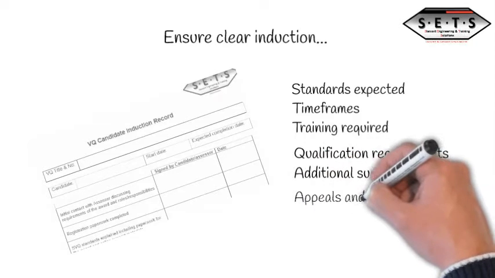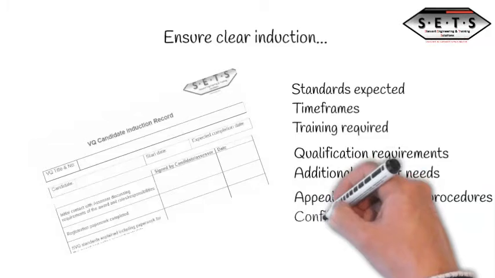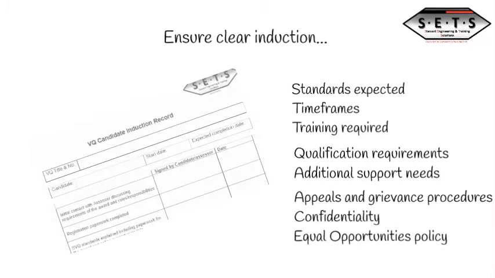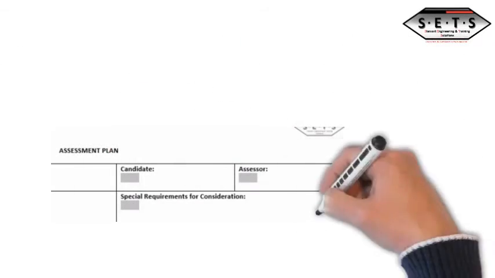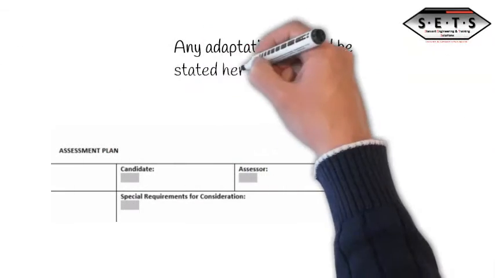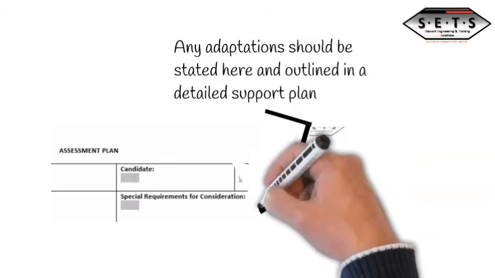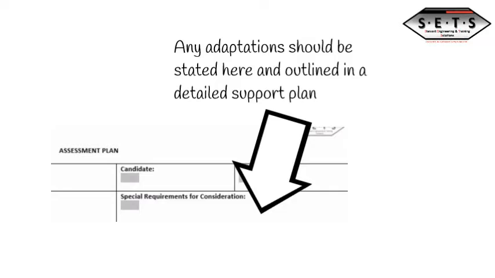This checklist should also include the Centre's appeals and grievance procedures and confidentiality and equal opportunities policies. From that induction, you can identify early on if the candidate needs any adaptations to the assessment process. For example, a candidate with dyslexia would benefit from the use of recorded professional discussion as opposed to asking them to fill in written knowledge questions.